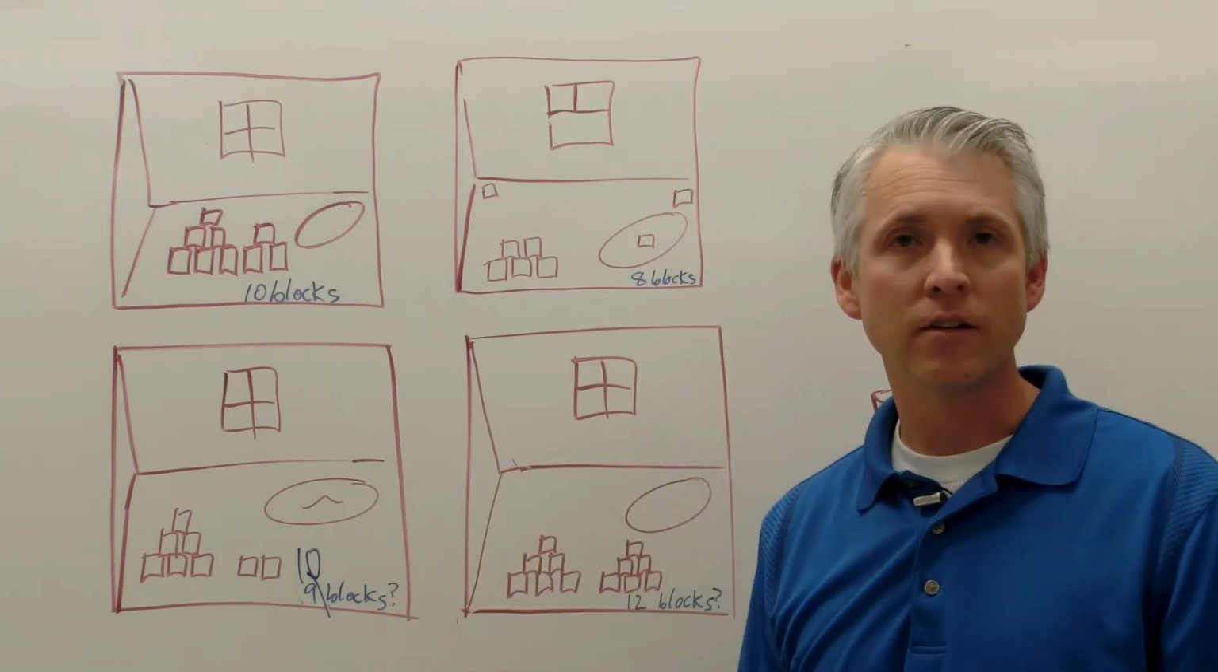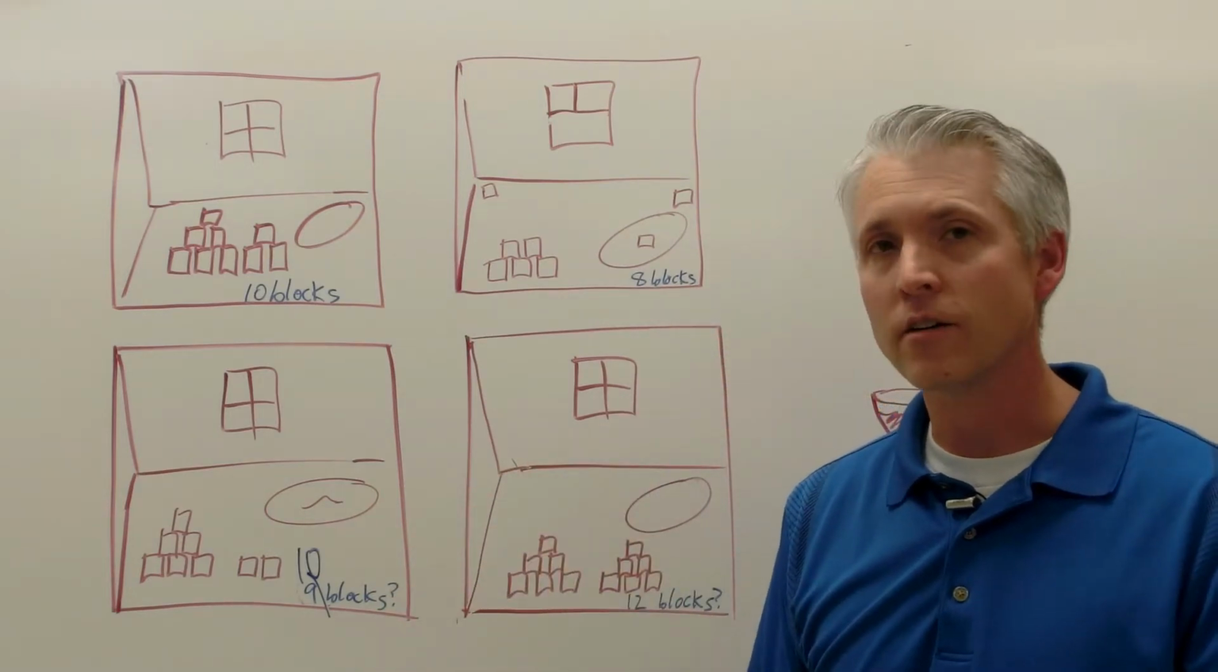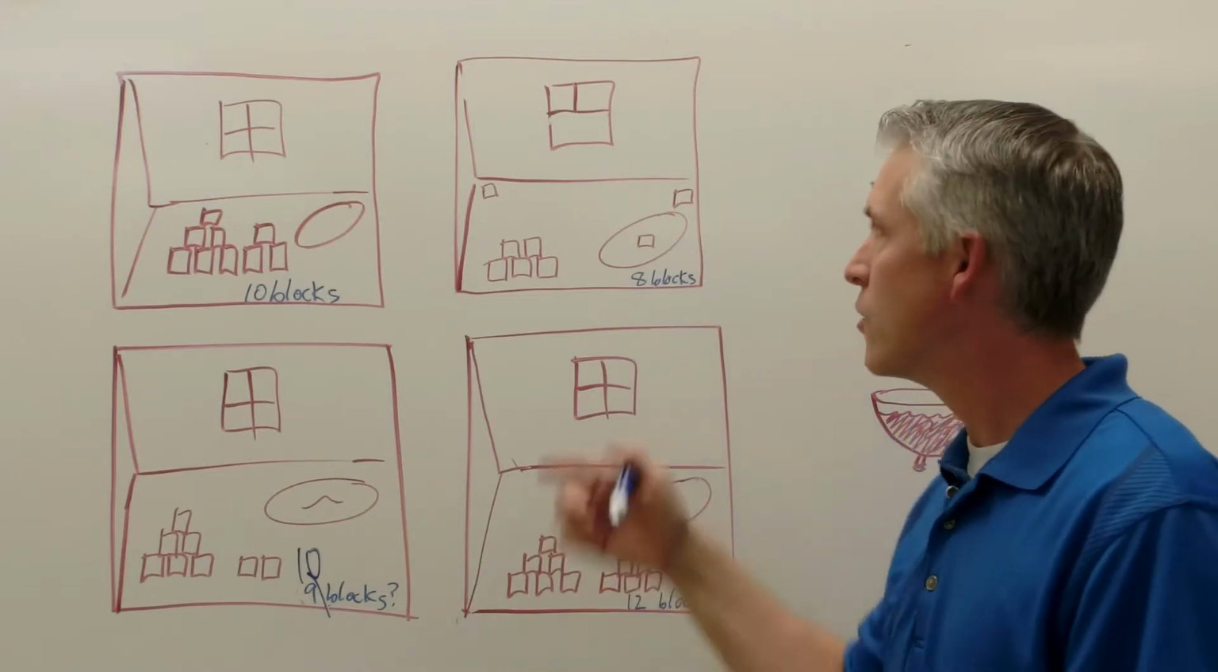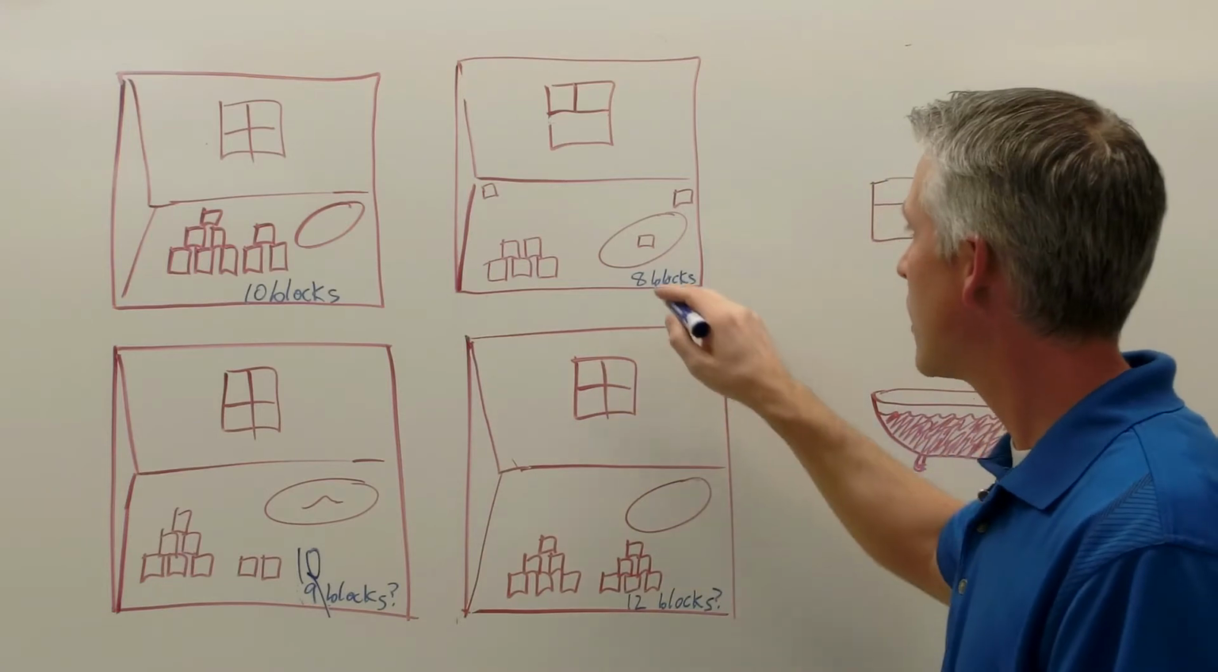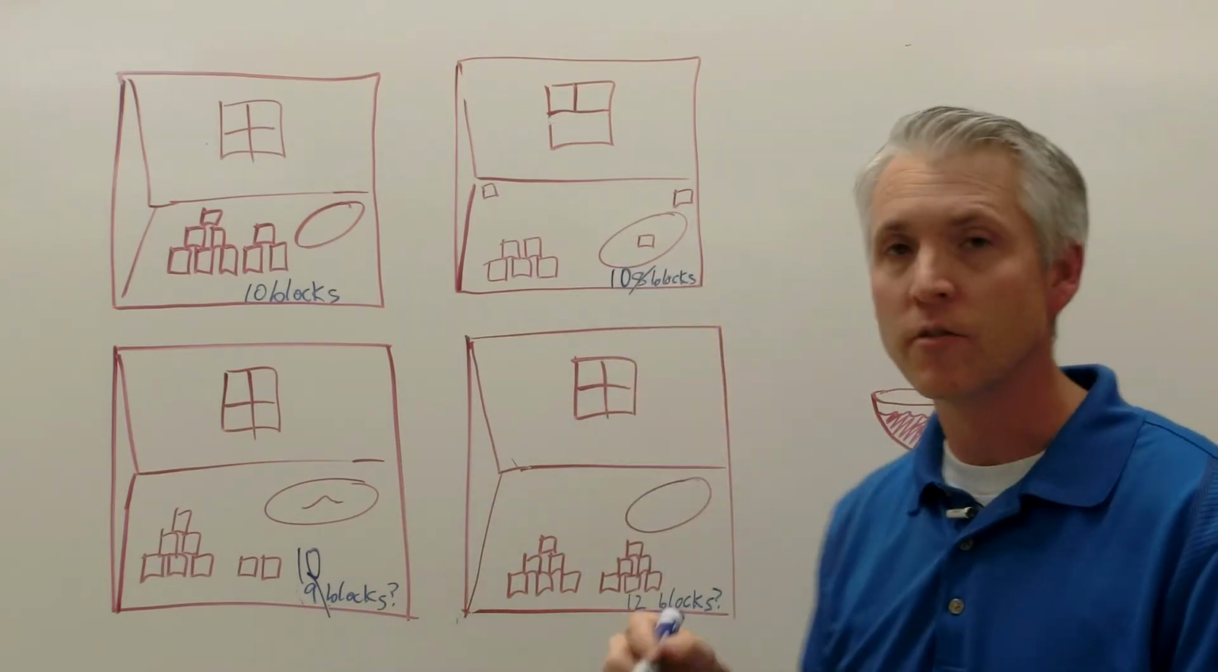She cannot find these missing 2. She even checks under the rug. So she gets looking, and the window's open. She notices 2 outside on the ground. So now we are back to 10 blocks, so everything's good.